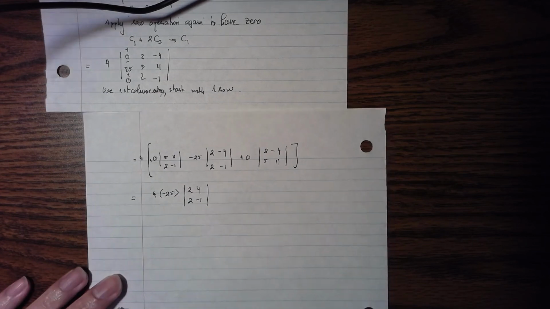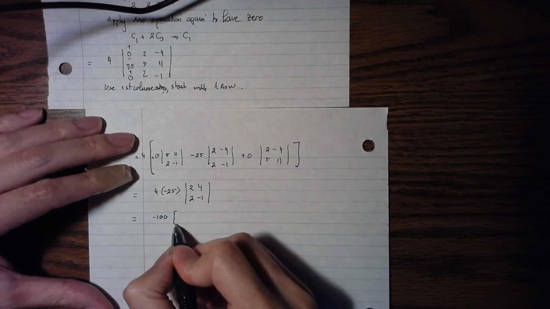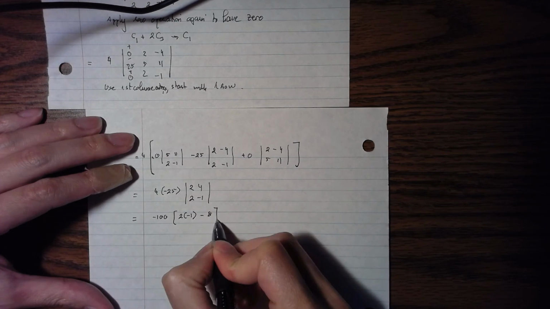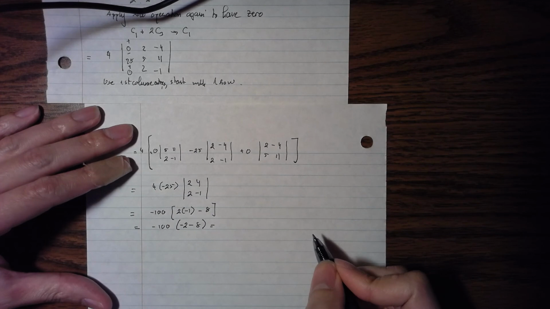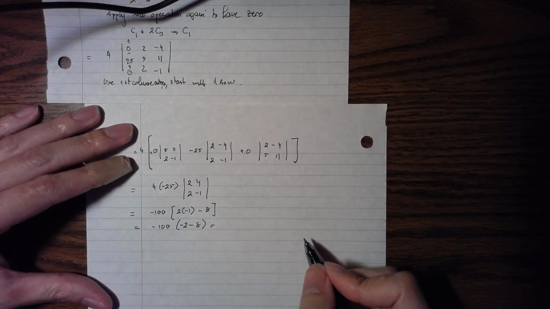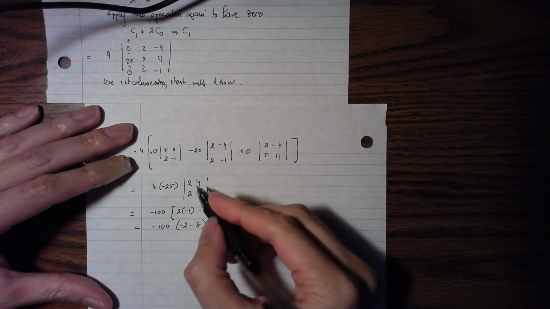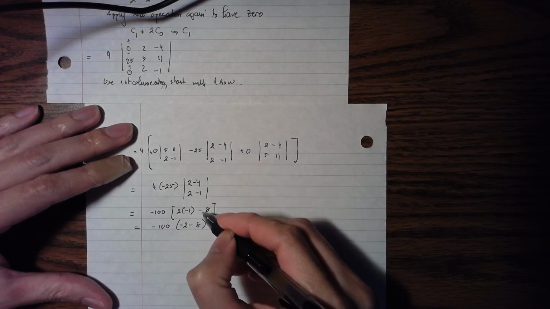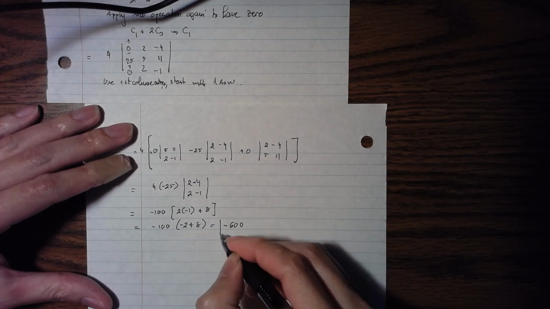Right? And now this 2 by 2 is very easy. So this give you the 100. 2 times -1 minus 8, right? So give you -100, -2, -8, -10. So give you -8, -2, negative minus, oh, this is negative form, I'm sorry. So give you positive 8. So give you -600 as the determinant.